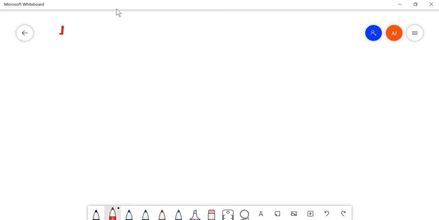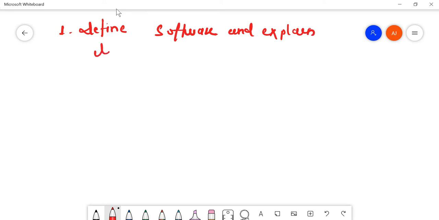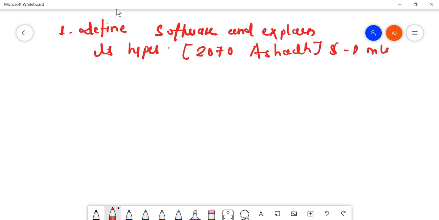So first question is, okay, so this type of questions are asked: define software and explain its types. Okay, so this question is very easy and it has been asked in 2070 ASAR. This question can be asked for 6 to 8 marks. So you have to write the answers, and the length of answers should be according to the marks. If it is of 6 marks, you can write about 2 paragraphs. If it is of 8 marks, you have to write 1.5 pages. Like that you have to write the answer according to the marks given.